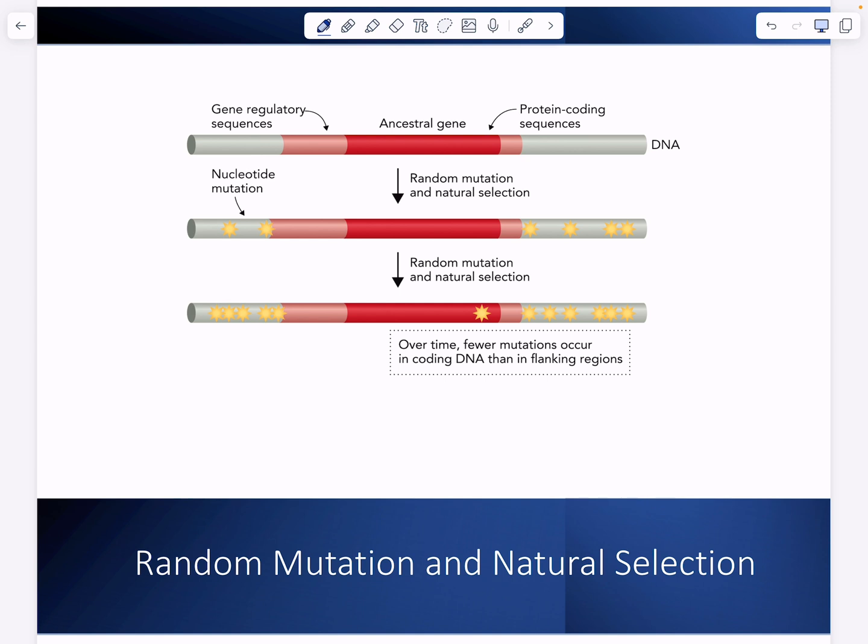So talking about putting things in an evolutionary context, okay, the random mutations that we see that do get passed on to offspring can result in beneficial properties that get selected for by natural selection, okay?